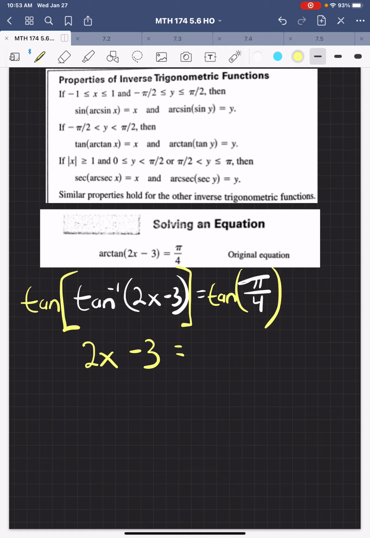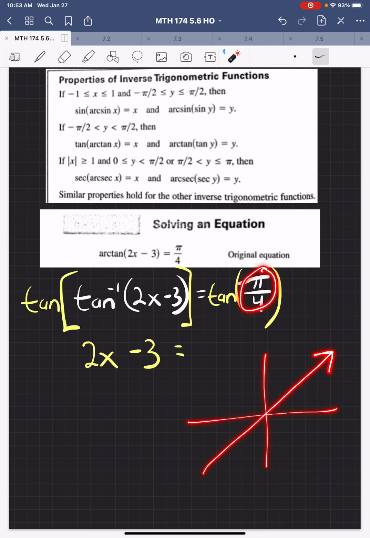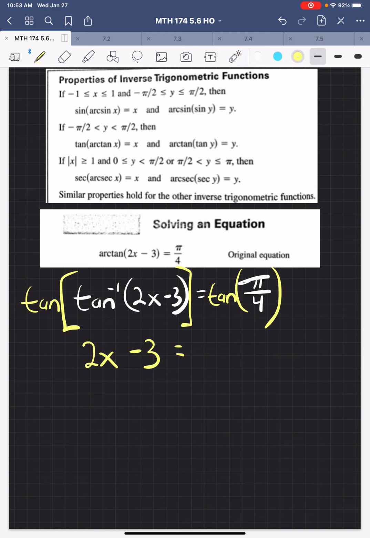Now, tan of pi over 4, remember pi over 4 is 45 degrees. It should make sense to you. A 45-degree line cuts right through that line of y equals x, right? It's a 45-degree angle. So if x is 1 here, then y is 1 here. If x is 2 here, then y is 2 here. You can look that up, and tan of pi over 4 is just simply equal to 1.